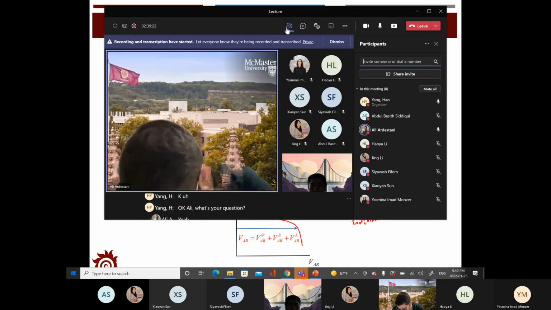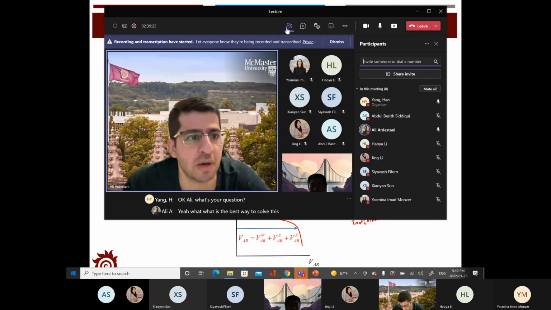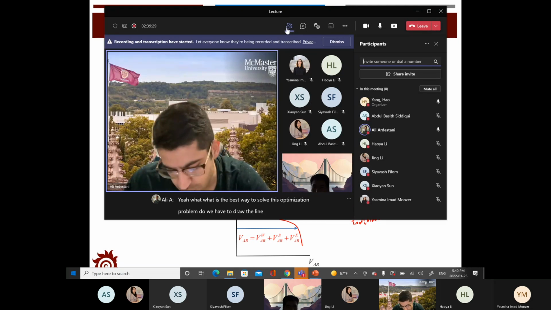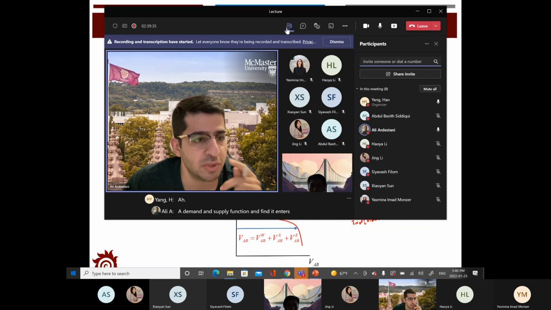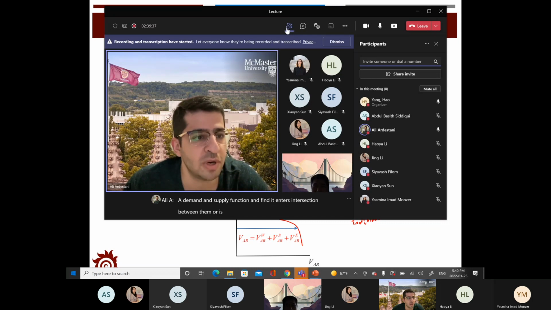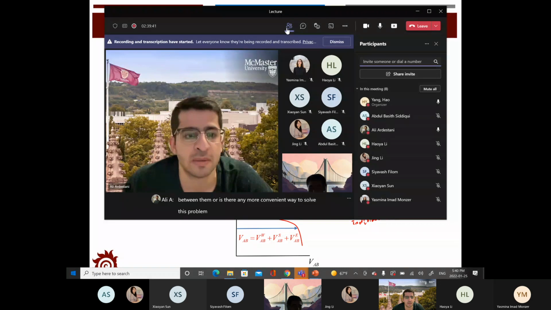What is the best way to solve this optimization problem? Do we have to draw the demand and supply function and find the intersection between them, or is there any more convenient way to solve this problem? It's not. They will be the same. It's not necessary for you to draw the line.